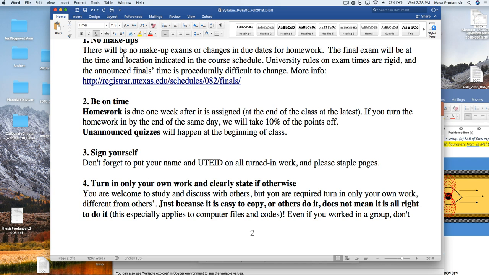In terms of homework, it's due one week in class after it is assigned. If you turn it in by the end of the same day, or, since this is a relatively late class, the morning the day after, I take 10% off. So please focus on finishing it if you can.